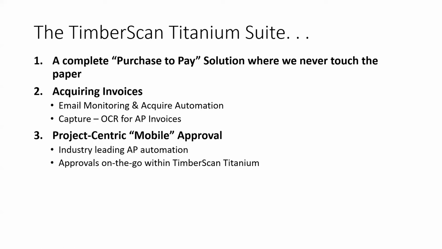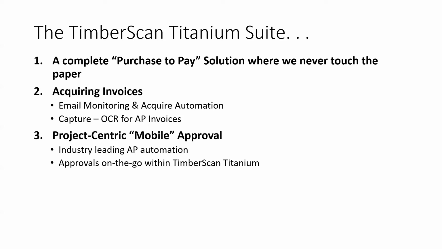So we're talking about purchase to pay. And the idea is we never want to have to touch the paper all along the way. That starts with acquiring the invoices, and there are different ways in which we go about doing that. We'll talk about the different ways in which you can accept and acquire an invoice. There is optical character recognition functionality built into the application, and I'll show you some examples of how simple and easy it is to utilize the OCR.